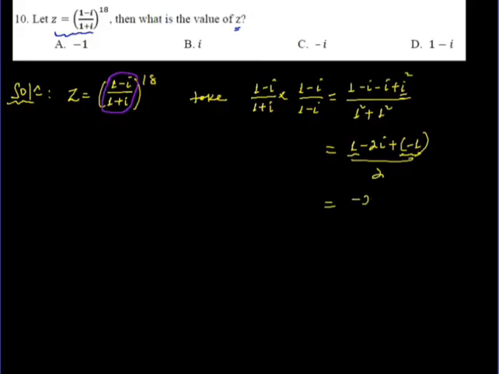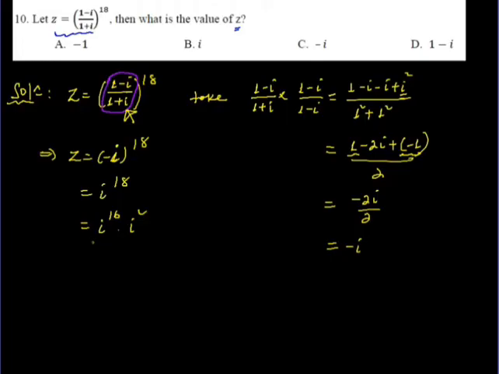Therefore, the result is minus 2i over 2. So the simplified form of this inner expression is minus i. So z becomes minus i to the power of 18, which is the same as i to the power of 18. i to the power of 18 means i to the power of 16 times i squared, but i is the square root of minus 1. This implies i squared is minus 1.